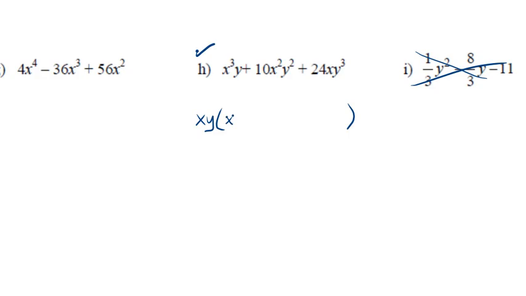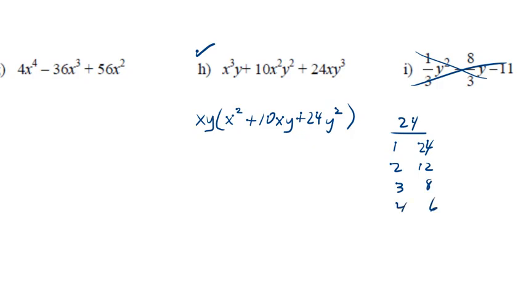That's going to give me x squared plus 10xy plus 24y squared. I just divided each term by xy. Now we're going to try to factor this leading one trinomial in here, finding factors of positive 24 that add to be positive 10. So that's going to be positive, positive. That's 25. That's 14. That's 11. 4 and 6 works. That's 10. So that's it.